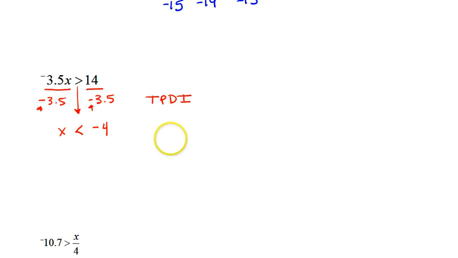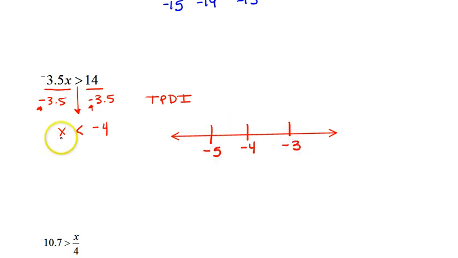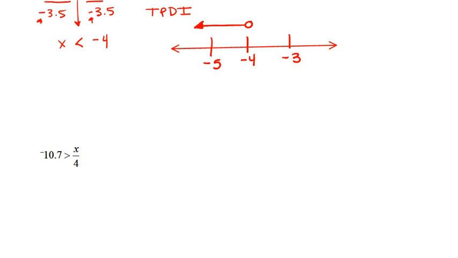Let's graph it. Negative 4, 1 greater, 1 less than. X is less than, so I'm going to use an open dot. And I'm going to draw my arrow to show that my solutions are less than negative 4. And this would be my graph for this inequality simplified. Let's do one more example.